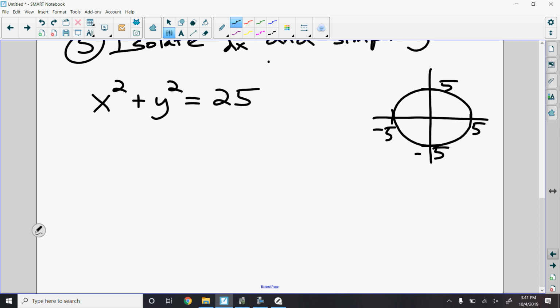So we can see right away that this is not a function because one x value can give two separate y values. We can see this fails the vertical line test. It's not a function, okay? But we can still come up with a derivative dy/dx. So our goal here is to find dy/dx.